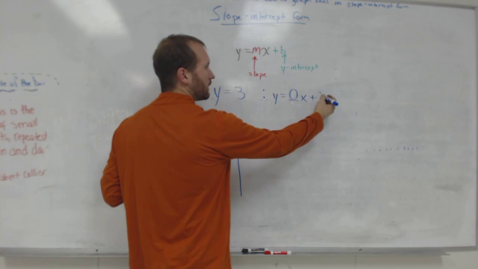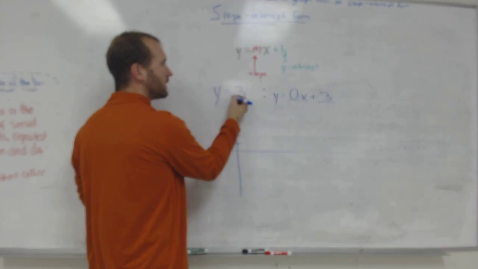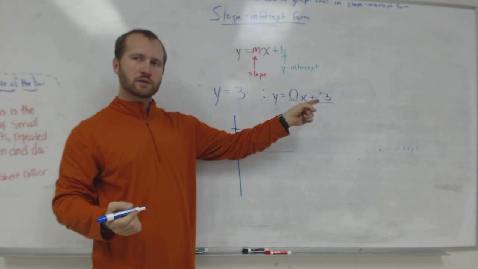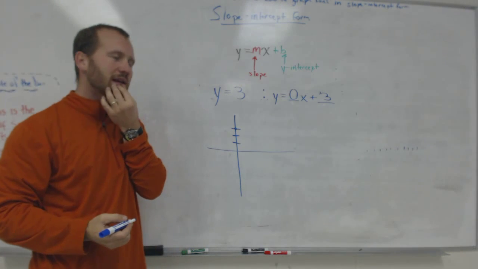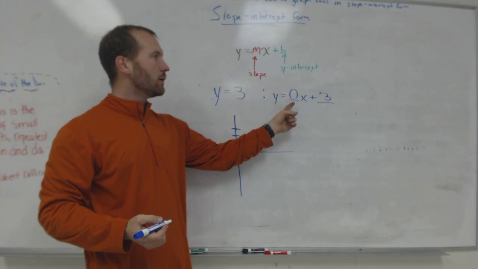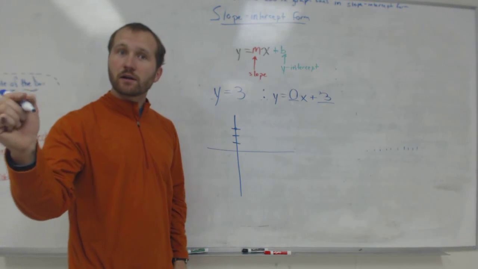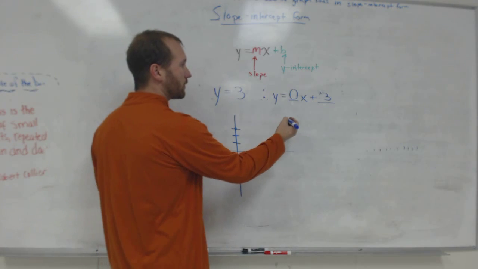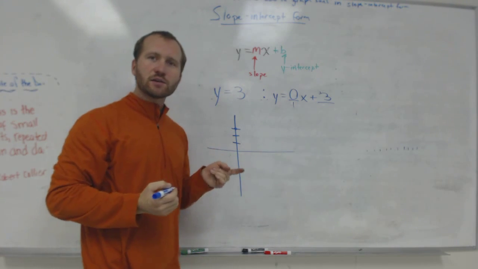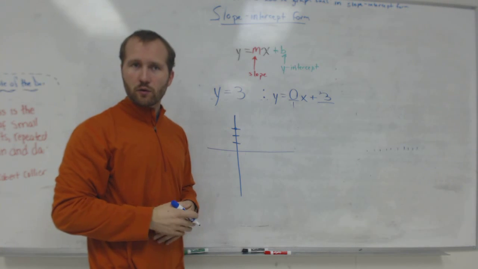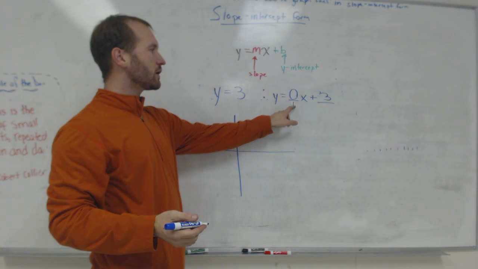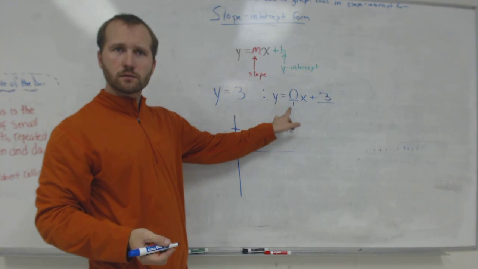What's our slope-intercept here? 3. Yeah, 3. Y equals 3 is the same thing as y equals 0x plus 3. Now we have to think about 0. 0 as a fraction could be written as 0 over 1. Actually, if you think about it, you could write it as 0 over any number. You could write it as 0 over 17 if you wanted to.